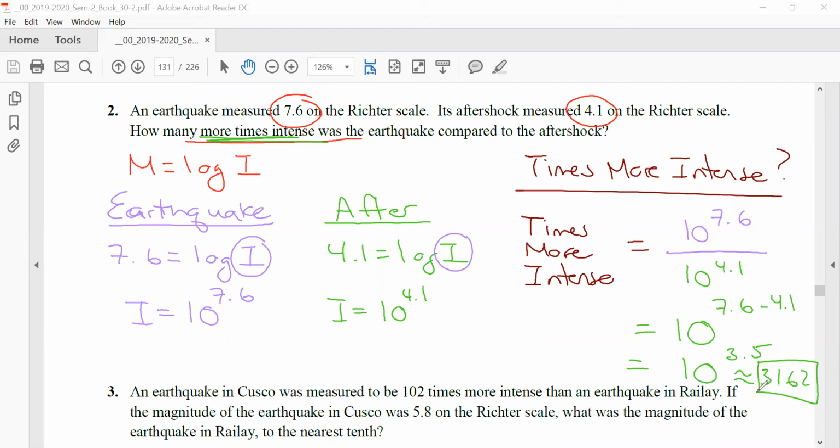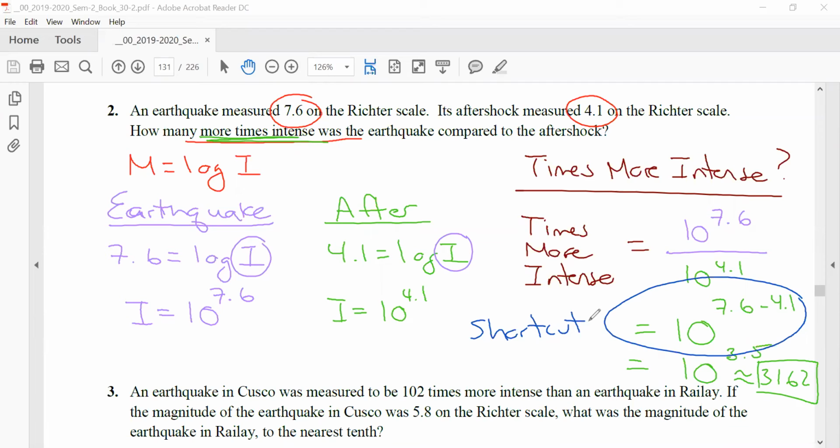If this wasn't a written question, my friends, you're going to go right to here. 10 to the exponent of the bigger minus the smaller. That's your shortcut right there. Now that'll work here because we're keeping it simple.